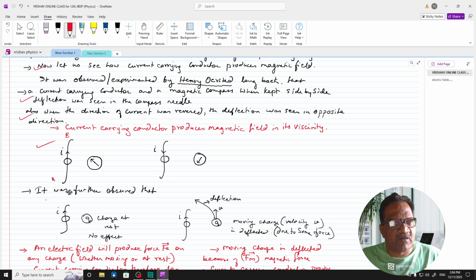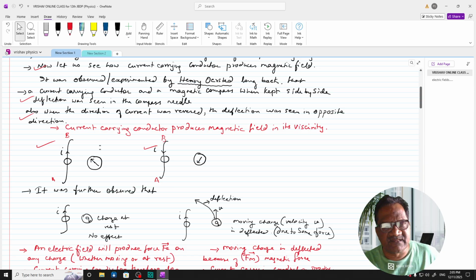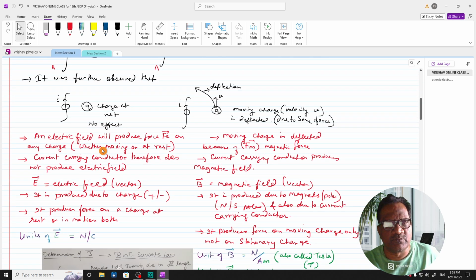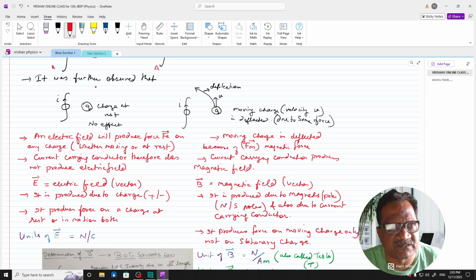Now the moment the direction of the current was reversed, see, in this case the current is moving from B to A. When that was done, it was observed that the deflection in the compass was also in the opposite direction. Here the direction was like this, and this time the direction is like this. So this is just the opposite direction. So it was observed that when the direction of the current is reversed, the deflection is also in the opposite direction. This is a schematic diagram to represent these observations made by Henry Oersted.